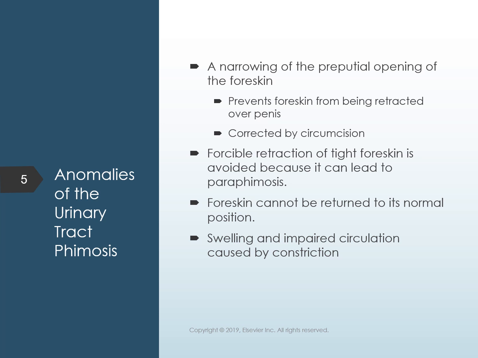Phimosis is a narrowing of the preputial opening of the foreskin, which prevents the foreskin from being retracted over the penis. You can see a picture of this on page 689. This is normal in newborns and usually disappears by 3 years of age. Circumcision can correct this condition.